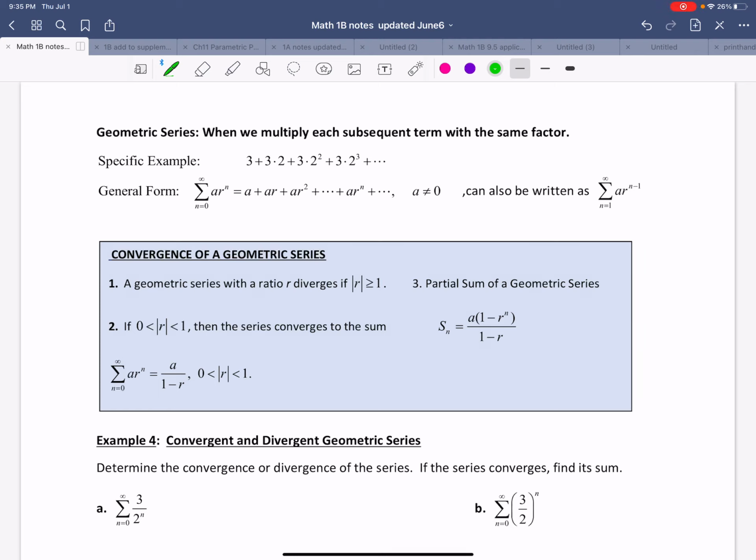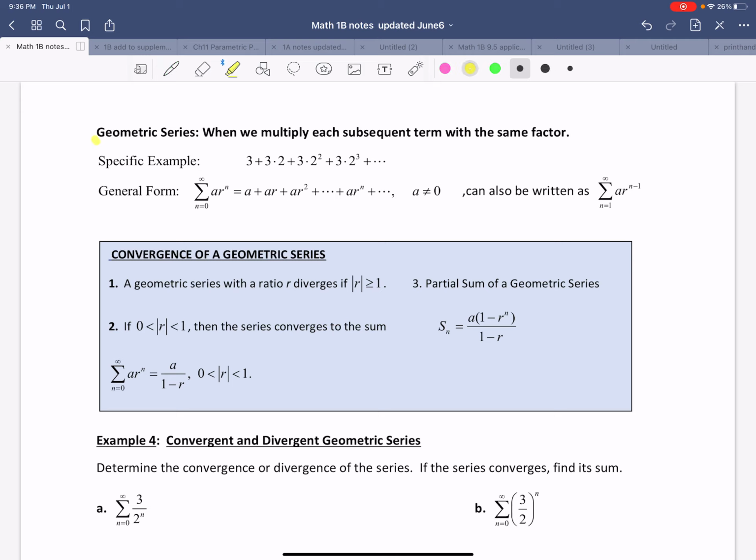Today we are going to discuss infinite geometric series. So infinite arithmetic series is always divergent. Arithmetic series is when we are adding or subtracting the same factor from subsequent terms. That series is always divergent. But infinite geometric series is sometimes convergent, sometimes divergent.